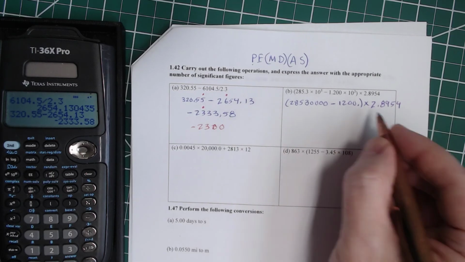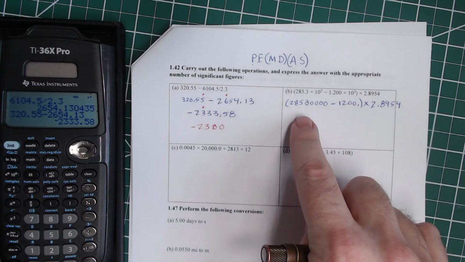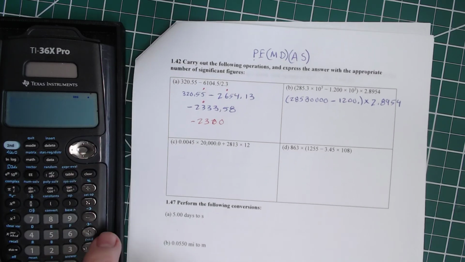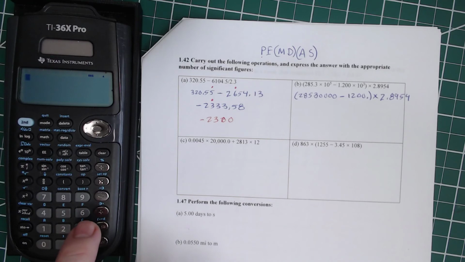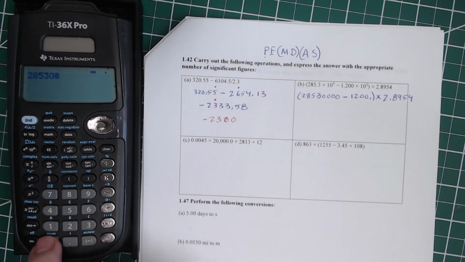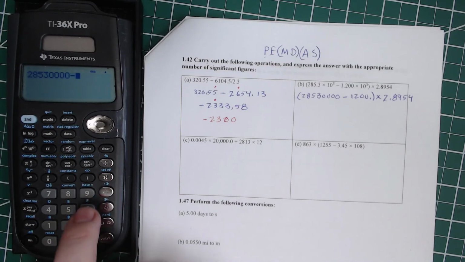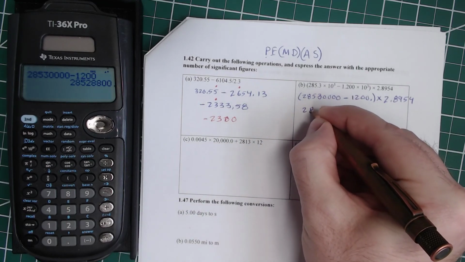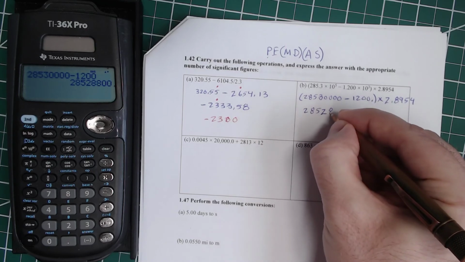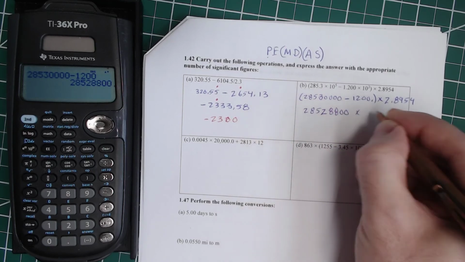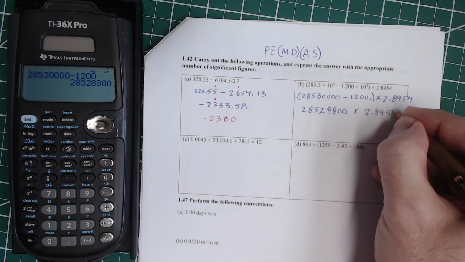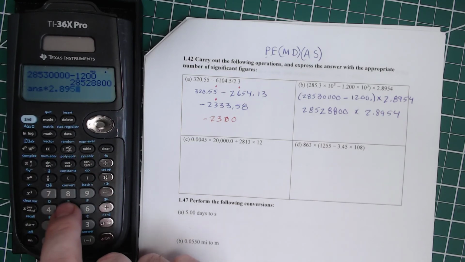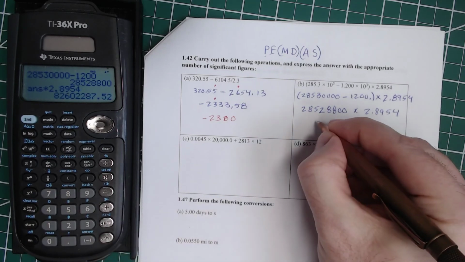All right. So now that we've done that, we'll go ahead and do this subtraction. Make sure that is on camera. It is. All right. So 28530000 minus 1200. And you'll see the number that we get there is 28528800 times 2.8954. And so now we're just going to multiply that by 2.8954. And that will give us this number, which I will go ahead and write out.